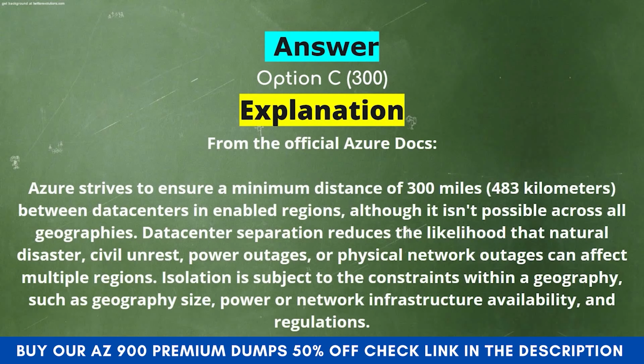From the official Azure docs, Azure strives to ensure a minimum distance of 300 miles, 483 kilometers, between data centers in enabled regions, although it isn't possible across all geographies. Data center separation reduces the likelihood that natural disaster, civil unrest, power outages, or physical network outages can affect multiple regions. Isolation is subject to the constraints within a geography, such as geography size, power, or network infrastructure availability and regulations.